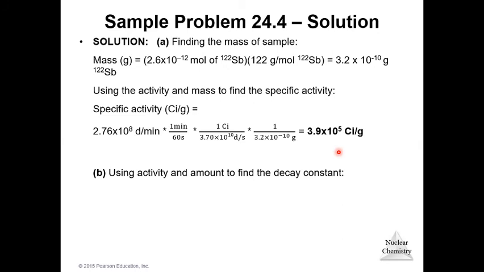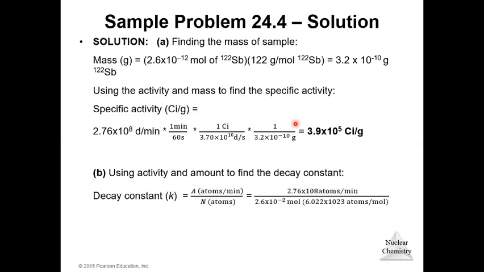Now we're going to use the activity and the amount to find the decay constant. Your decay constant, k, is equal to your activity divided by the number of atoms present. Oh, that didn't turn out. Anyway, this is supposed to say 2.76 times 10 to the 8 atoms per minute divided by the number of moles times Avogadro's number, and we're going to get our decay constant: 1.8 times 10 to the minus 4 per minute.